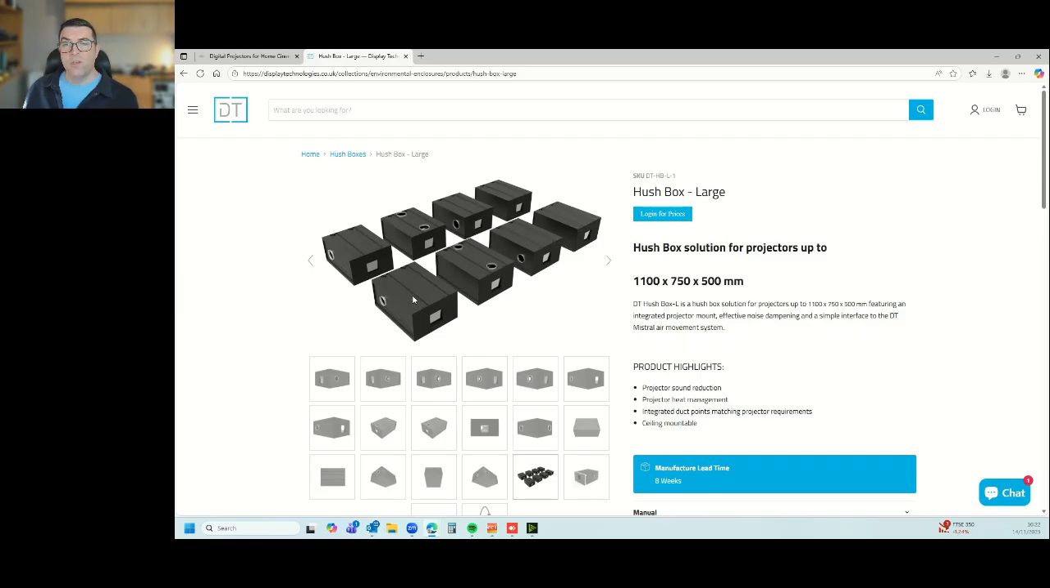The only real downside of a hush box is that it needs to be an absolute total minimum of 200 millimeters bigger on all sides than the projector that is going to go inside it. And ideally, you would get more than that.